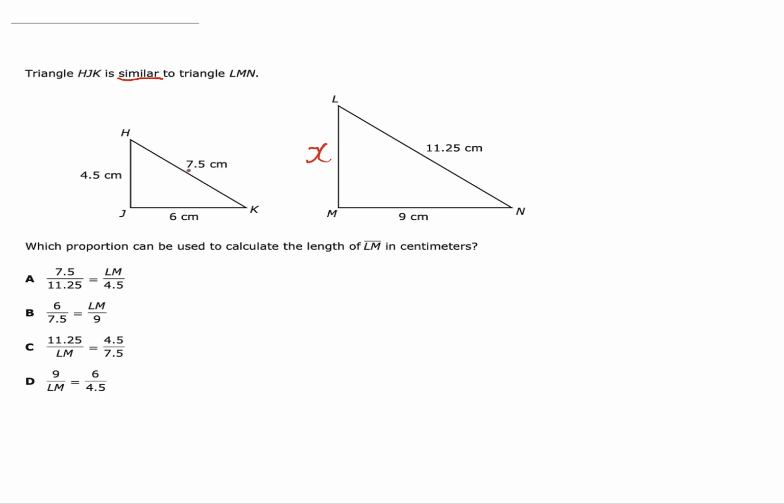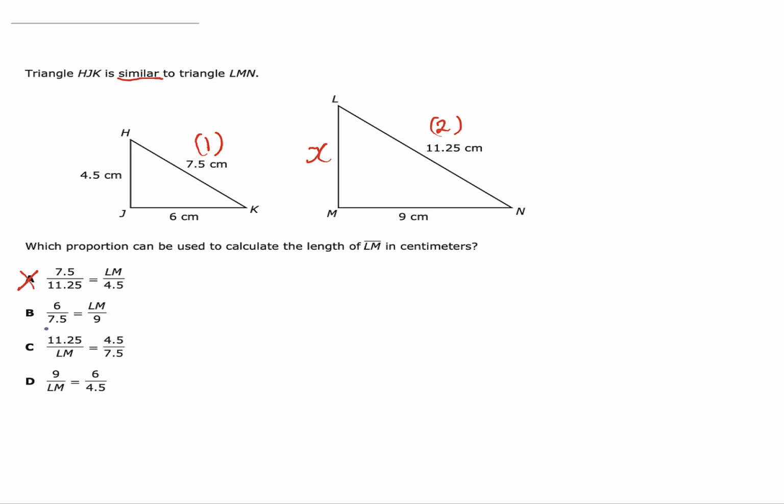Now A says 7.5, let's call that 1, is over 11.25. So you're starting with the small triangle and then you're going to the big one, which means when you make your second ratio, you have to start where? At the small. Notice where they start. They start at LM. So we can eliminate A.